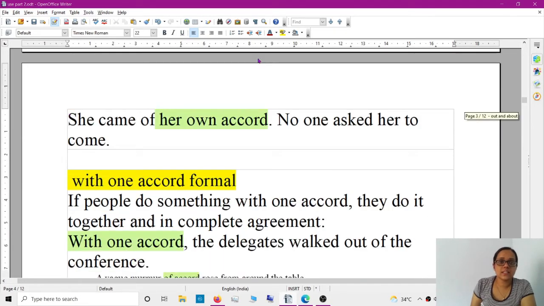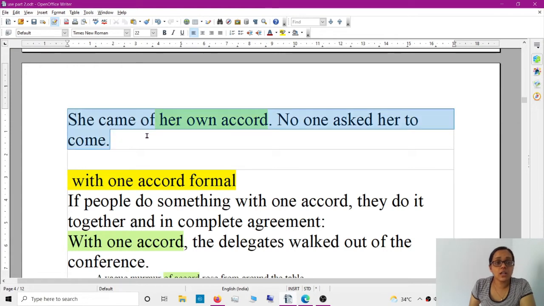The sentence is, she came of her own accord. No one asked her to come. So she came by herself, like that. She came of her own accord.